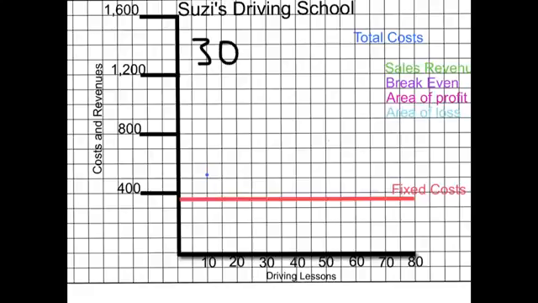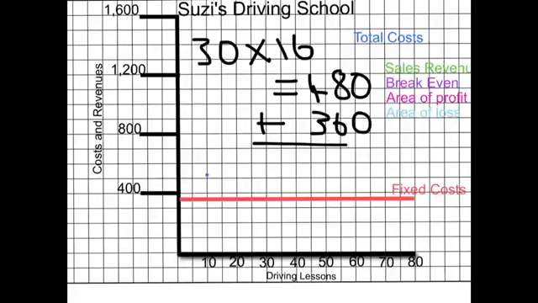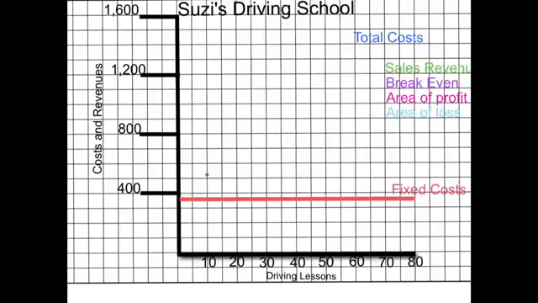30 driving lessons multiplied by 16 equals 480. That's the variable costs for 30 driving lessons. We have to add on to that 360 fixed costs to get a total of 840. This is our total cost for 30 driving lessons. Let's plot that on the graph. I'm going to take my pen and move up from 30 driving lessons to 840. And here I'll make another mark.